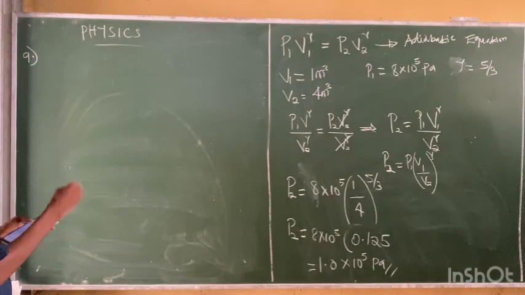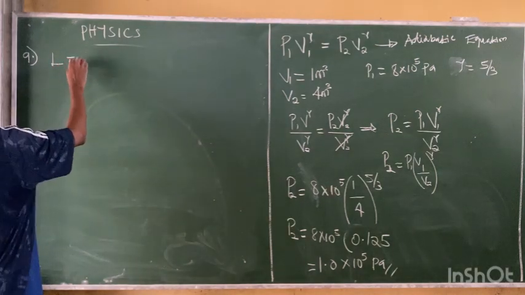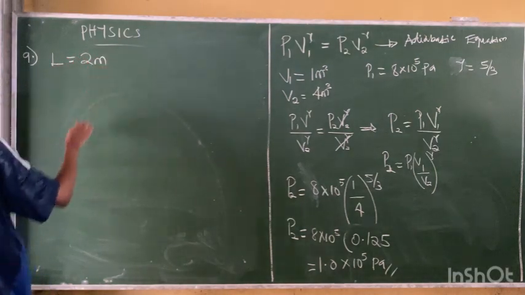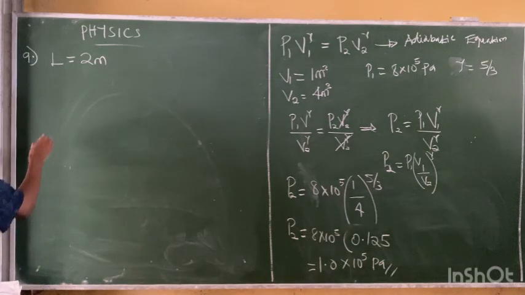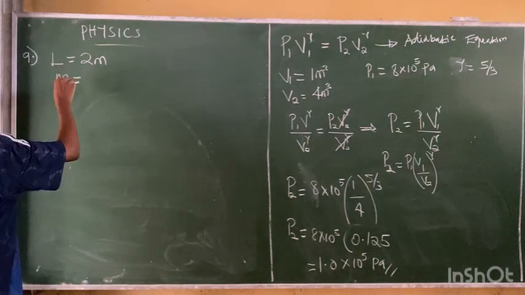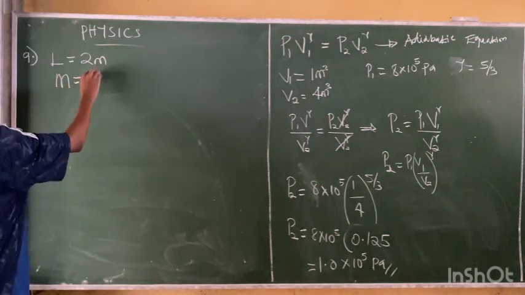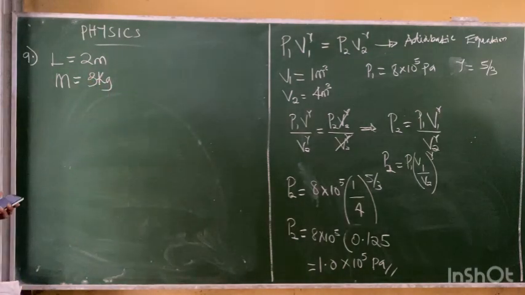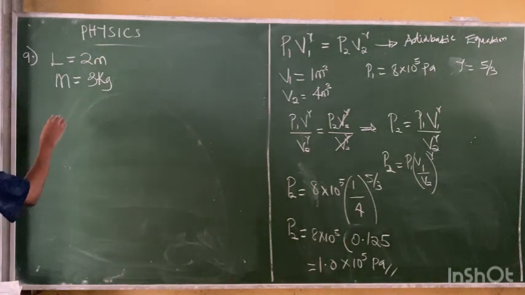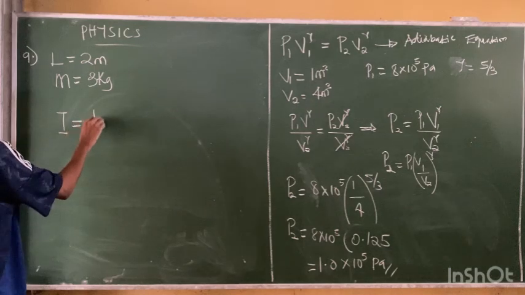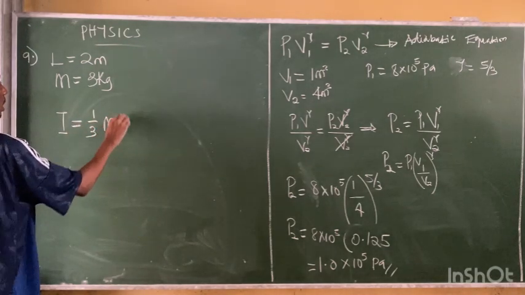Don't forget, from the question they gave us length. Length is equal to 2 meters. And they gave us mass. Mass is equal to 3 kg. Now, having done this, it is pivoted at one end. Moment of inertia simply means resistance to rotational motion. And mathematically, it is represented as I is equal to 1 over 3 ml squared.